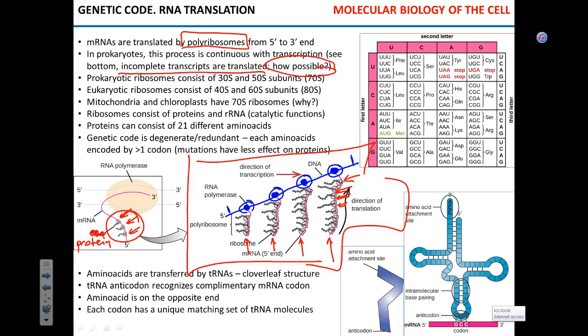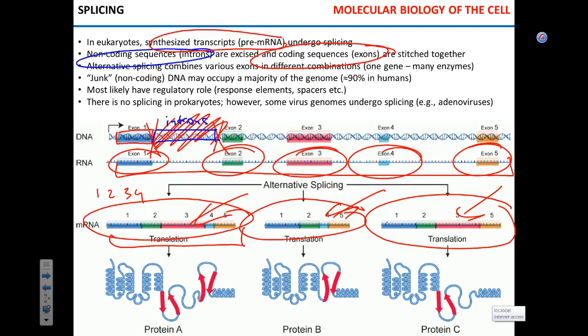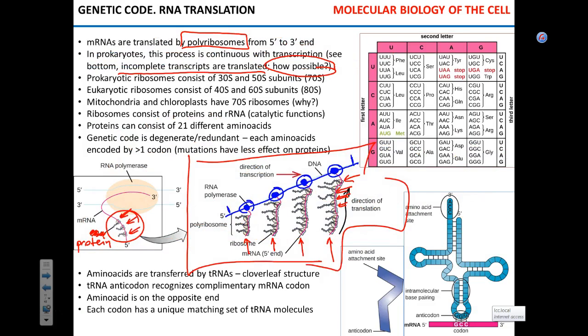Does that make sense? Another thing, there's one step of gene expression that is present in eukaryotes, but not in prokaryotes. We just discussed it. Splicing. Eukaryotic RNA has to be modified. It has to be edited. Prokaryotic RNA is ready to go.